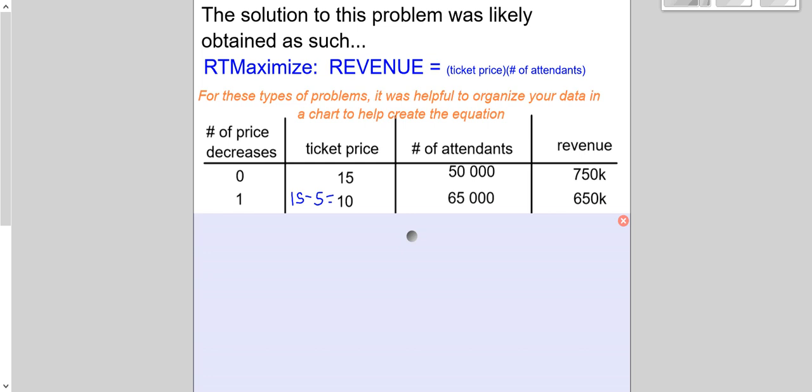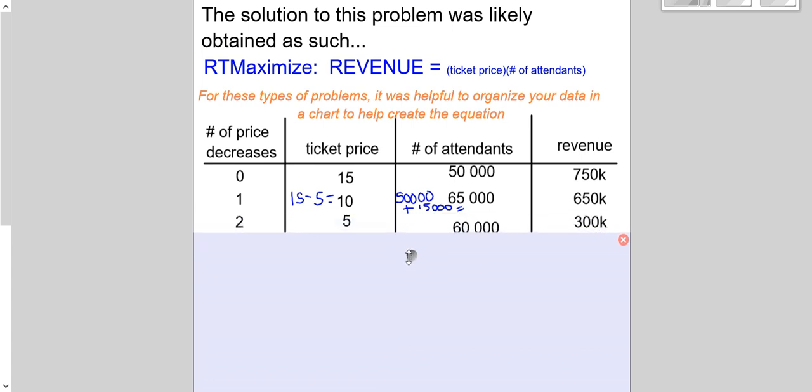And what did we do to the attendance? We knew it would increase by 15,000. So I added 15,000 to get the 65,000. Now, these are just the revenues that you actually would have made, and we're trying to actually maximize revenue. And look what happened. Revenue actually went down after I decreased the price by $5. Interesting, but let's not worry about that right now.